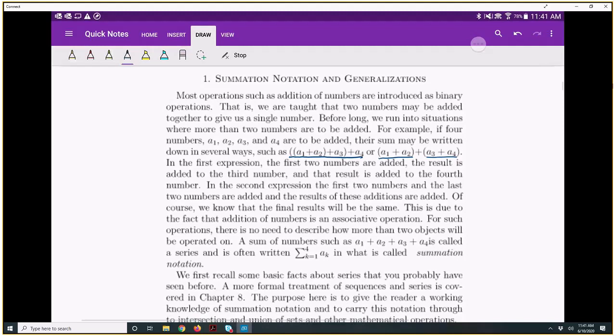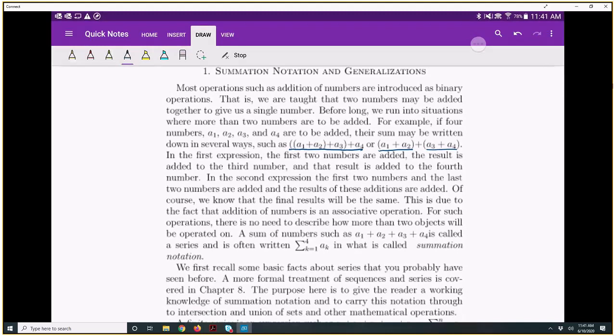But we know that the results will be the same because the addition of numbers is what is called an associative operation. So essentially it doesn't matter if we group the terms like this. We actually don't need these parentheses at all. We could simply write A1 plus A2 plus A3 plus A4, and we're going to get the same answer no matter how we perform these additions.